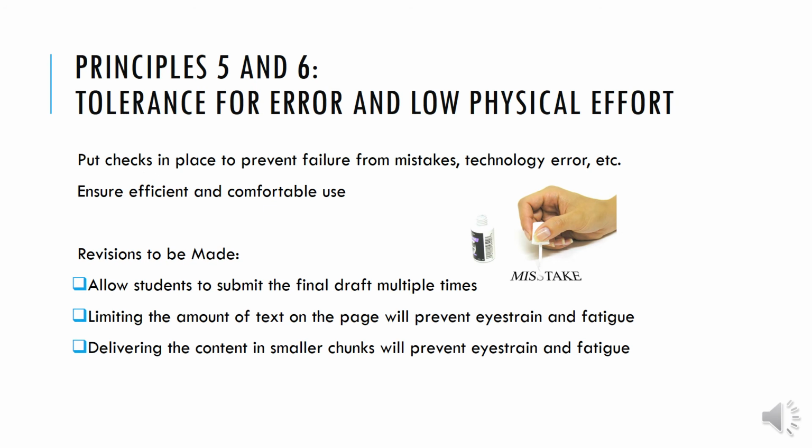Principles 5 and 6 are tolerance for error and low physical effort. What this means is that you put checks in place to prevent failure from mistakes, technological error, and so forth. It also means that you're ensuring efficient and comfortable use of the equipment. In this particular instance, revisions that can be made include allowing students to submit the final draft multiple times. I can limit the amount of text on the page to prevent eye strain and fatigue. And of course, delivering the content in smaller chunks, such as the videos I mentioned earlier, will prevent eye strain and fatigue as well.